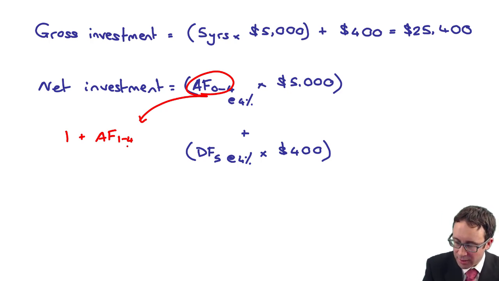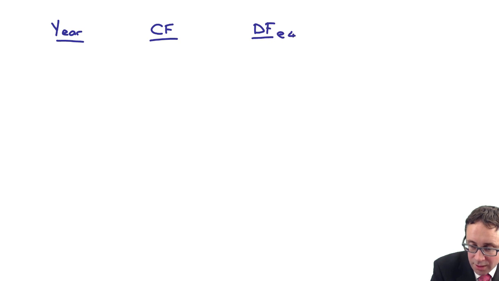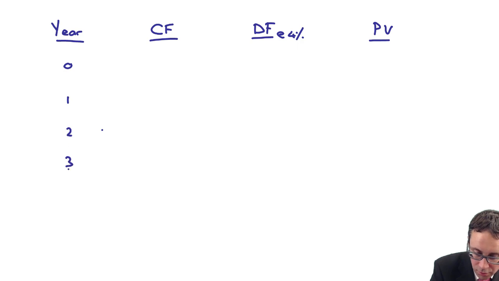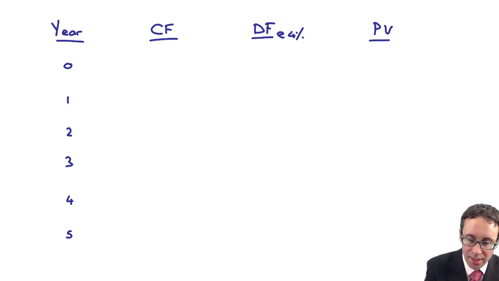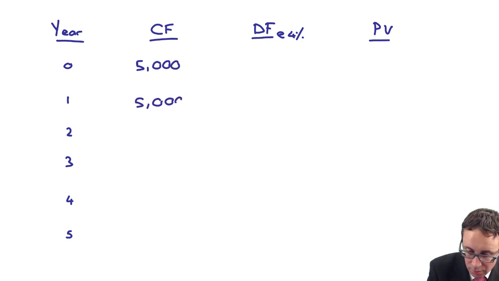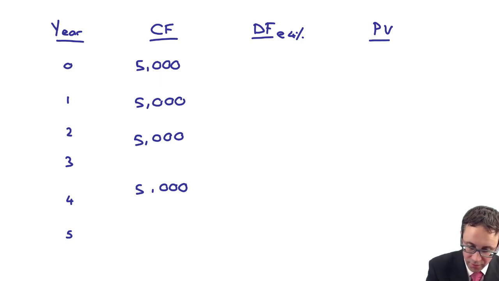Too complicated. The best way to do it is to go through and do it as we have done in the answer. Look at the year, look at your cash flow, forget about your annuity factors, and use your discount factor at 4% to work out the present value. Our years are T0, 1, 2, 3, 4, 5. By doing this, you're less likely to make any mistakes because you've got 5 payments, or I should say 5 receipts. Makes no difference. 1, 2, 3, 4, 5.